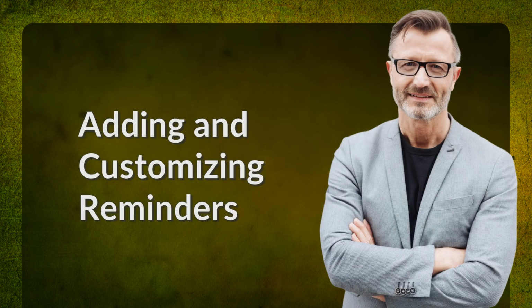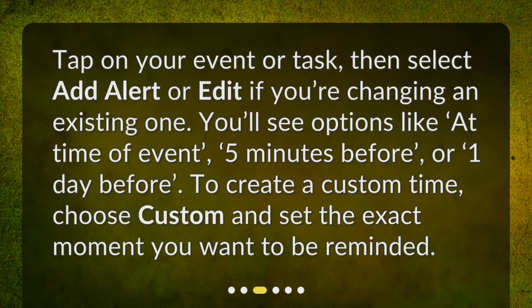Adding and customizing reminders. Tap on your event or task, then select Add Alert or Edit if you're changing an existing one. You'll see options like at time of event, 5 minutes before, or 1 day before. To create a custom time, choose Custom and set the exact moment you want to be reminded.